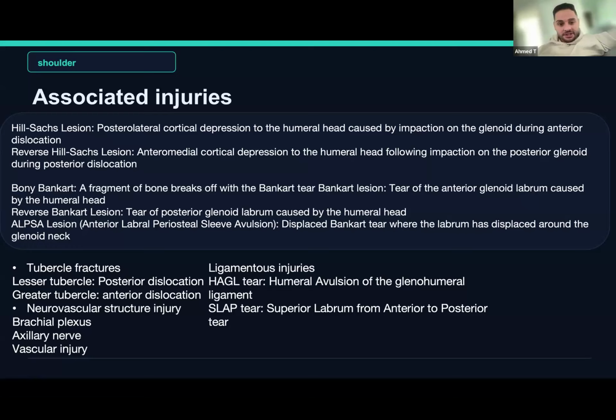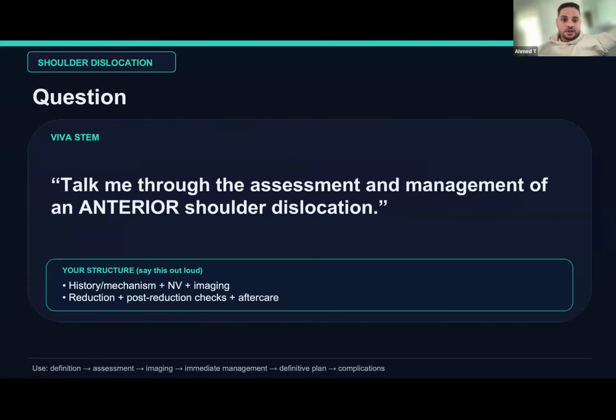And then you can have your ligamentous injuries, SLAP tear, which is very common, and then your neurovascular structures, the axillary nerve, brachial plexus, and vascular injuries.